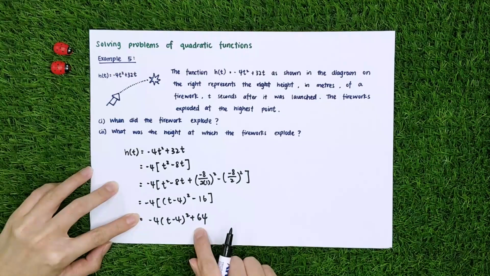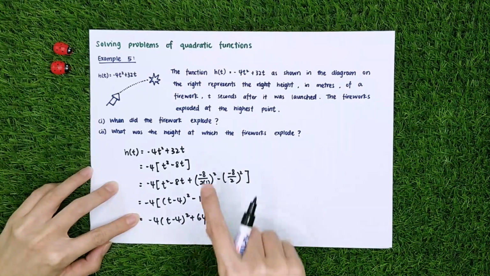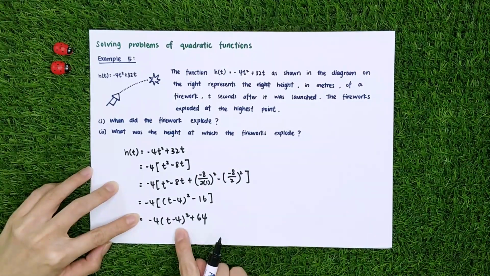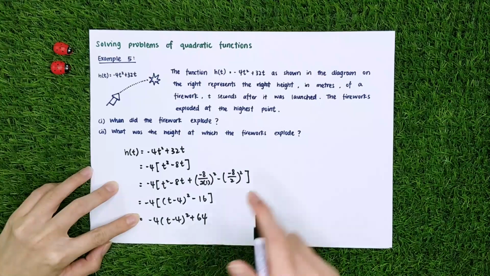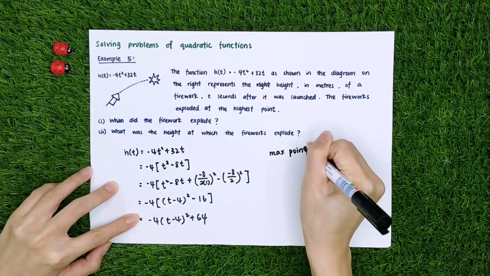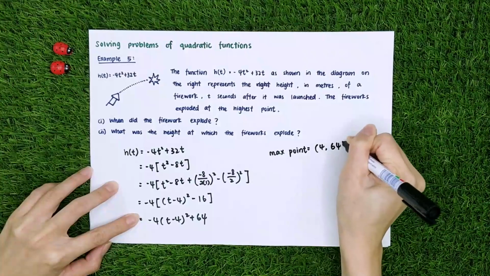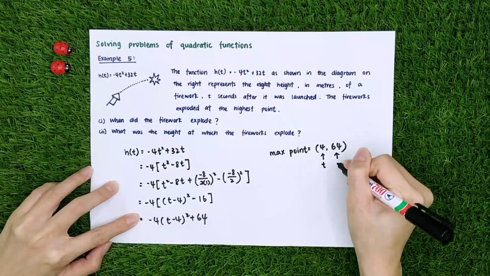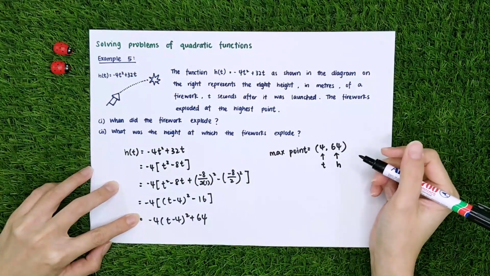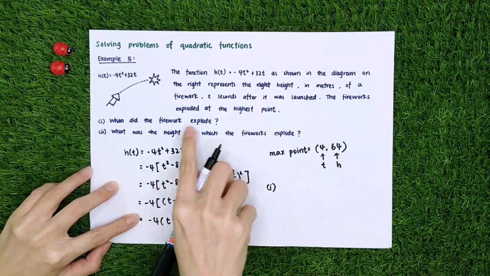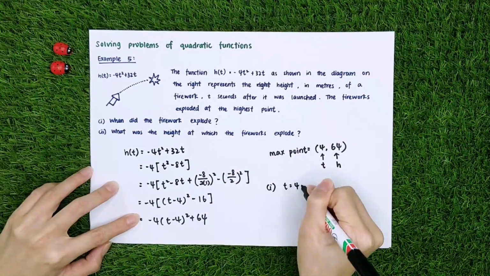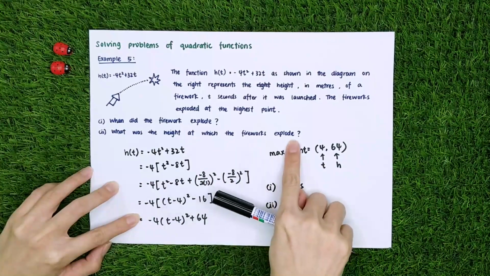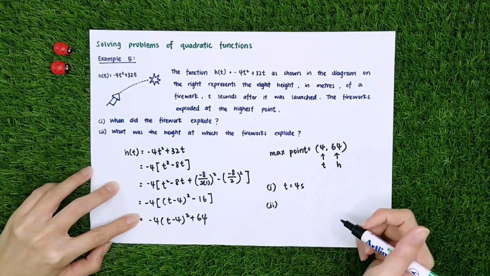From the vertex form of the quadratic equation, I know that the firework explodes at t equals 4, which is the maximum point. The maximum point is (4, 64), where 4 is the t and 64 refers to the height. So for the first part, the firework will explode at t equals 4 seconds. For the second part, the height at which the firework explodes is 64 meters.